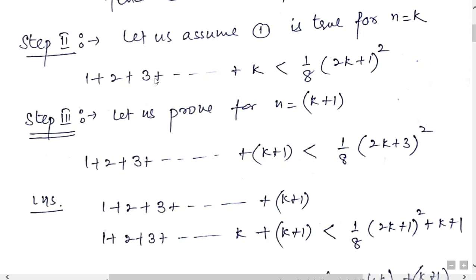Clearly you can write 1 plus 2 plus 3 up to so on k is less than 1 over 8 (2k plus 1) whole square. Let us prove for n is equal to k plus 1. It means left hand side 1 plus 2 plus 3 up to so on k plus 1 is less than 1 over 8 and inside bracket (2k plus 3) whole square. Why 2k plus 3? Because when I insert k plus 1 in place of k, I can write 2 into (k plus 1). It means it's 2k plus 2 plus 1, it's 2k plus 3.